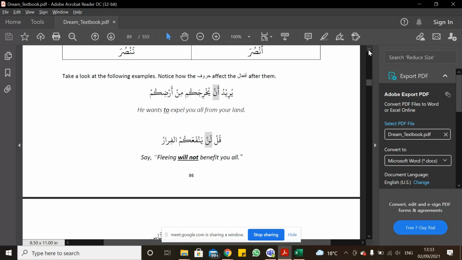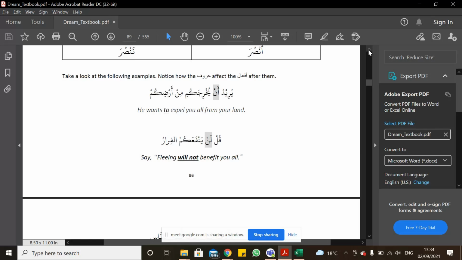So what we have after it, what do we call it? It's the quote, so it's what is said after. So it's maqul al-qawl, right? Yes, maqul al-qawl. So our maqul al-qawl is lan yanfa'akumul firaru. So what is lan? Lan is a harf nasb. And what does lan mean? Lan means will not. Now what is a fi'l, what is a fa'il, and what is a maf'ul?